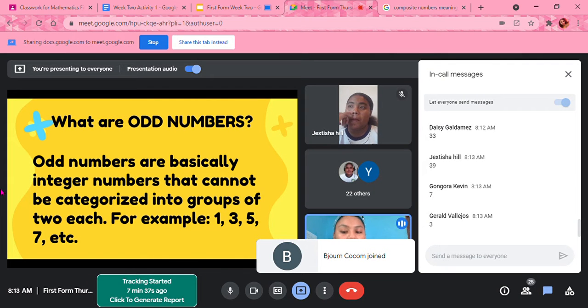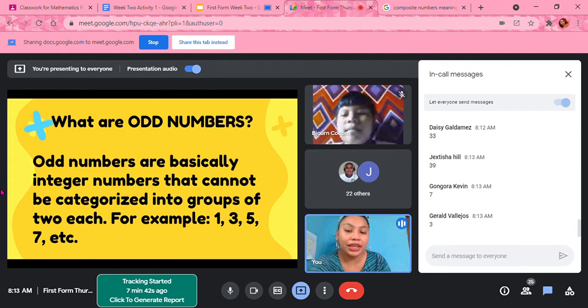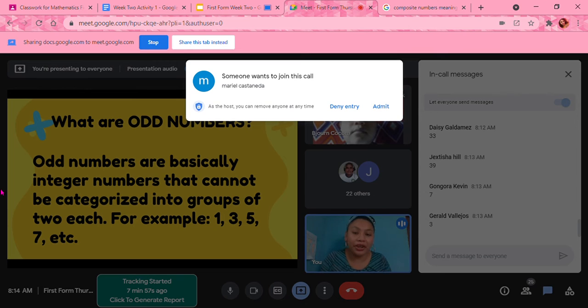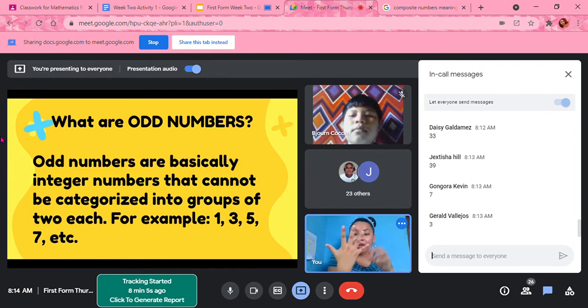So odd numbers are basically integer numbers that cannot be categorized in groups of 2. So it's the same thing. I cannot divide this number by 2, or I cannot make groups of 2 from this number. For example, if I talk about the number 5 and I want to group 5 into groups of 2, I can't do that, because I will have one group of 2, another group of 2, and this one stays by itself. If I were to have 7, the same thing.